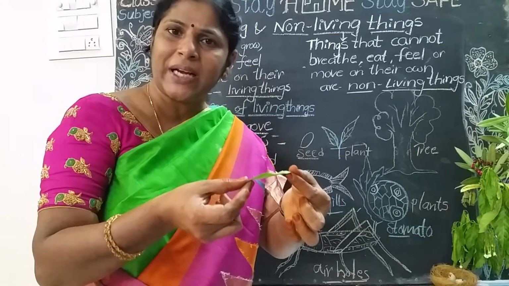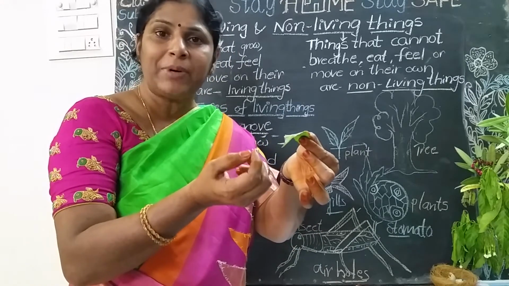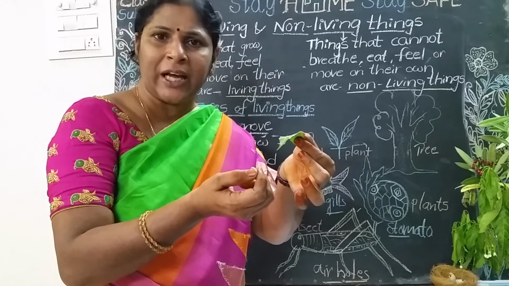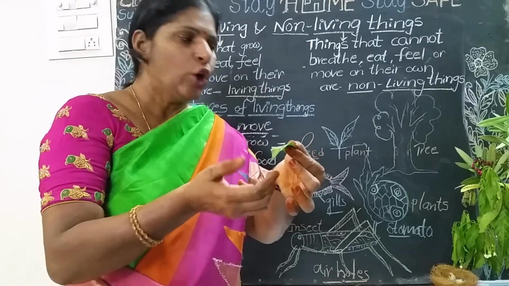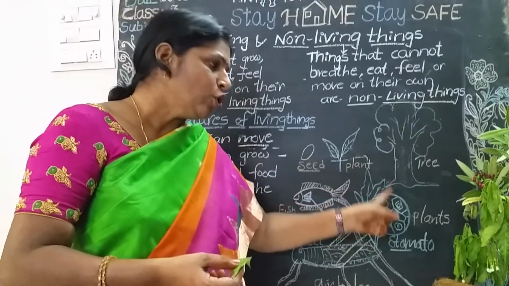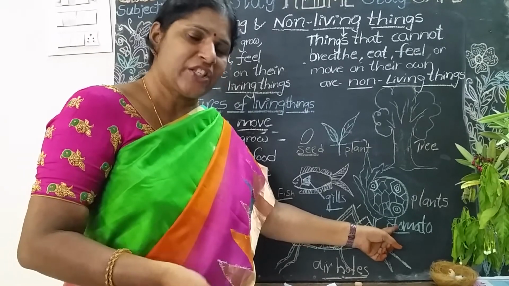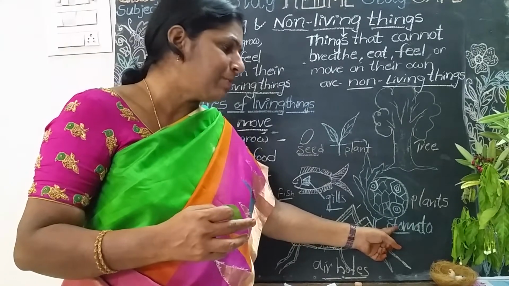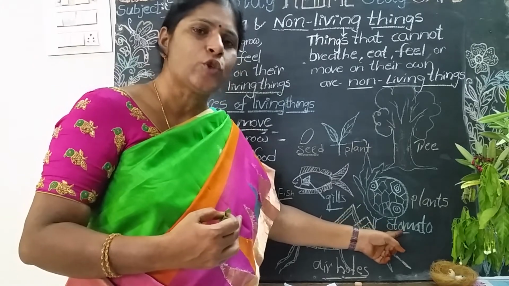Where are the stomata present? On the underside of the leaf, a number of tiny openings are present. We can't see those with our naked eye. Those tiny pores are called stomata. Plants breathe through stomata. That means exchange of gases takes place through stomata. So the lungs of the plants are called stomata.